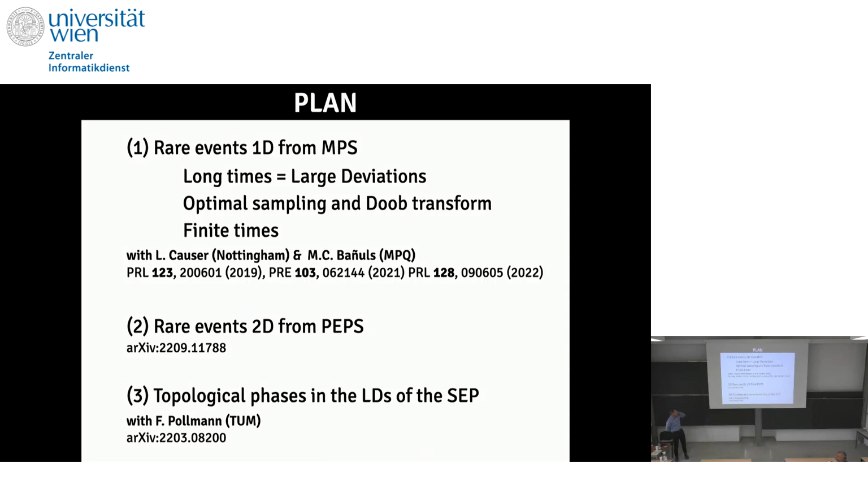So this is more or less the plan. I'll talk about one-dimensional systems first, where the tensor networks are matrix product states. I'll show what they are in a second. Talk about large deviations, that's long time limits, the sampling problem that David was talking about, how to optimally sample, and how also to go to finite times, which is more difficult than long times because you're away from large deviations in time.